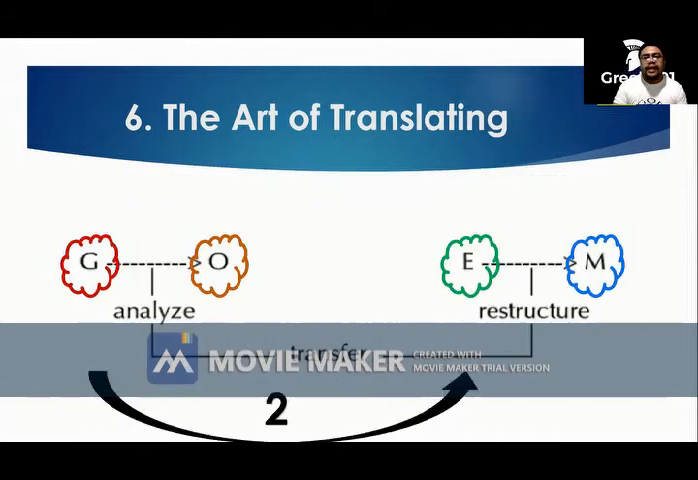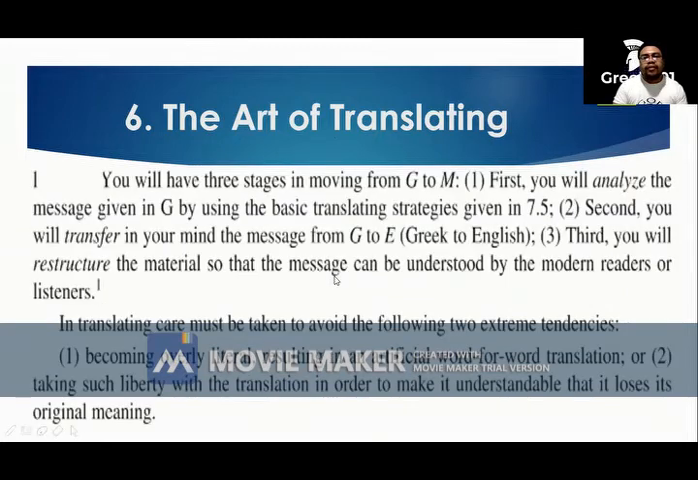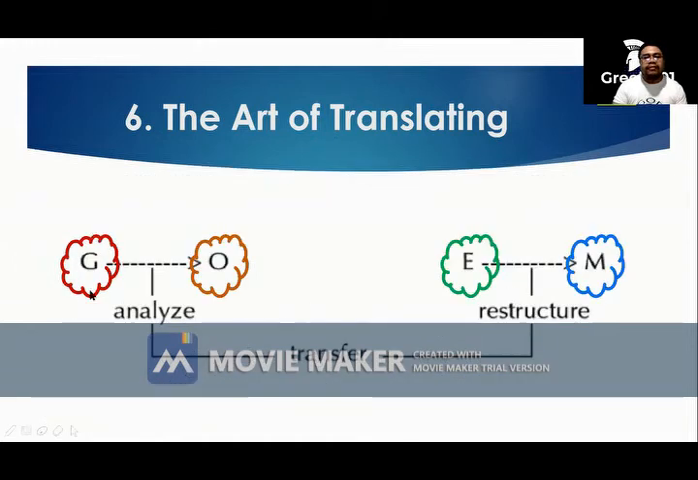So this is the second line: translate the Greek into English. And of course, the last one is you restructure the material so that the message can be understood by the modern readers or listeners. So we have the G and O, you analyze it, and you restructure it in English to the modern readers. So that is the third step.